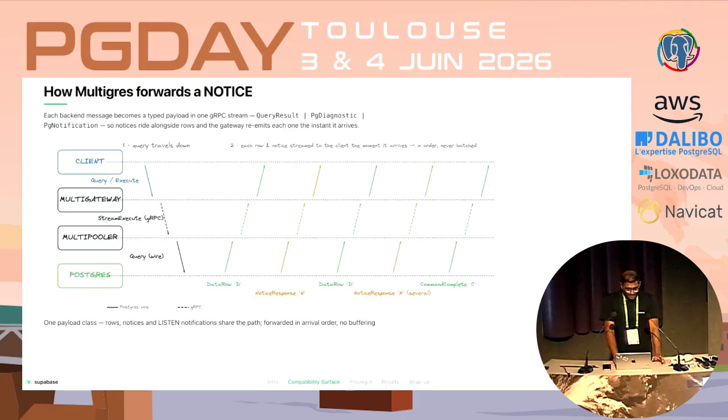So the way we make that work is, remember, everything between the gateway and the pooler is gRPC. So we model a notice as just another kind of payload inside our gRPC streaming response. So it travels in the same stream as the result rows and the LISTEN/NOTIFY notifications, interleaved exactly in the same order that Postgres produced them. The gateway pulls each item off that stream and puts it onto the client connection the moment it arrives.